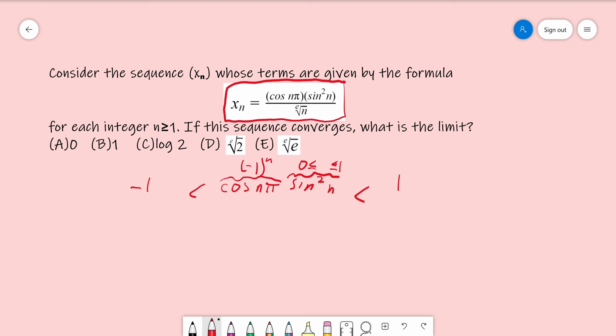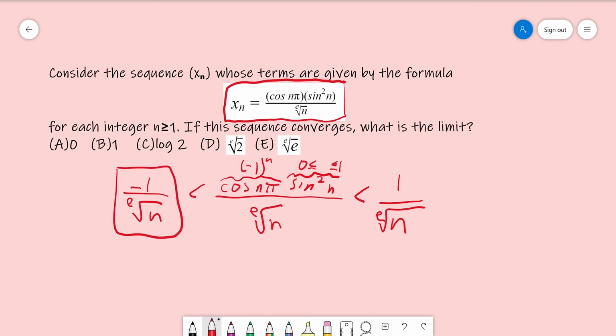And the denominator is the nth root of e, so I'll just write that here. Sorry, the eth root of n, not the nth root of e. And now this expression, when you take n to infinity, the limit of this is 0, because the numerator is constant and the denominator goes to infinity. And the limit of the expression on the right is also 0.